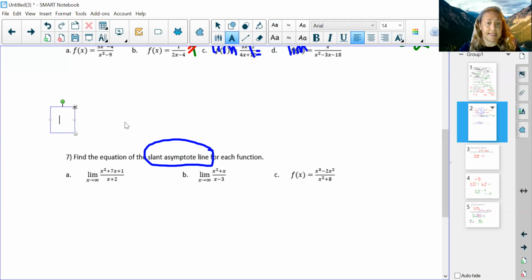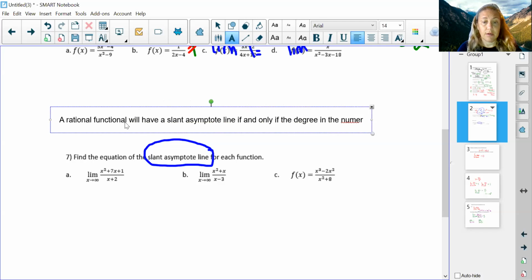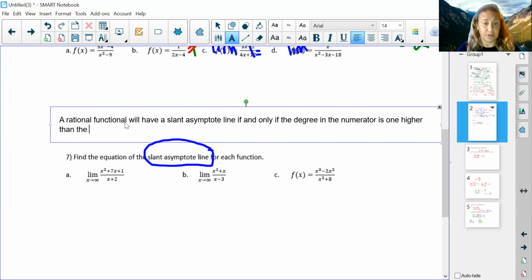Now, let's say this. All of the functions that we've been working on in this paper have been rational functions. A rational function is the ratio of two polynomial functions. A rational function will have a slant asymptote line if and only if the degree in the numerator is 1 higher than the degree in the denominator.